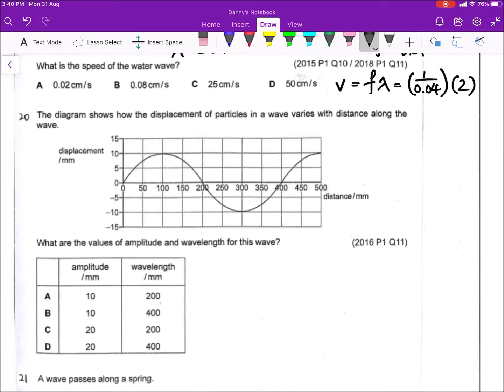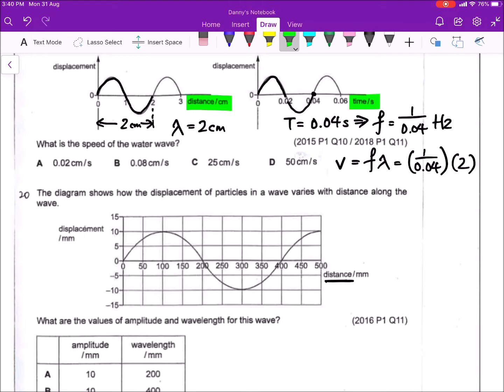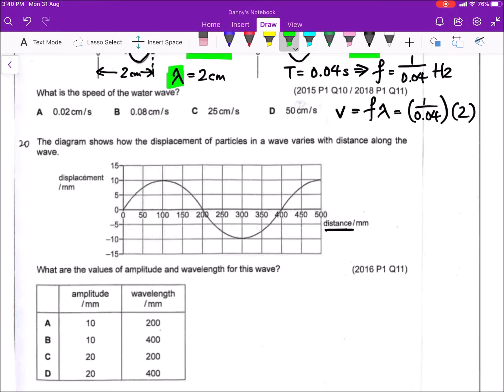Okay, for question 20, again this is about graphs. This is a displacement distance graph, so you are able to find the wavelength. What is the wavelength from here to here? This is one wave, and the length is 400 mm. The question is asking you about wavelength, so your wavelength will be 400.